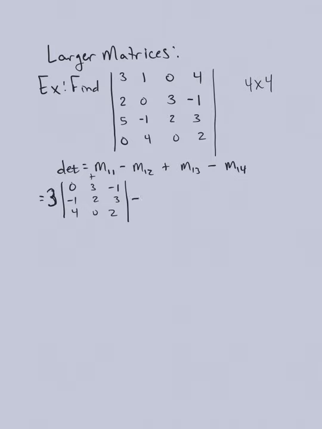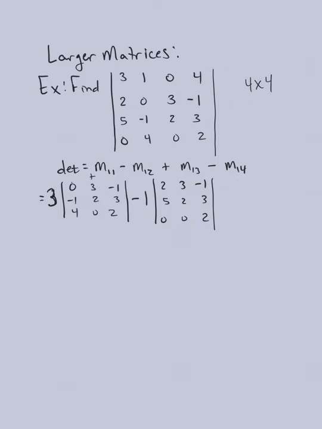And then minus, now we go to the next entry, which is the 1, all right? And so we're going to have minus 1 times its determinant matrix, which would be 2, 3, negative 1, 5, 2, and 3, and 0, 0, and 2. And then we just carry on. Notice here's something nice, though.